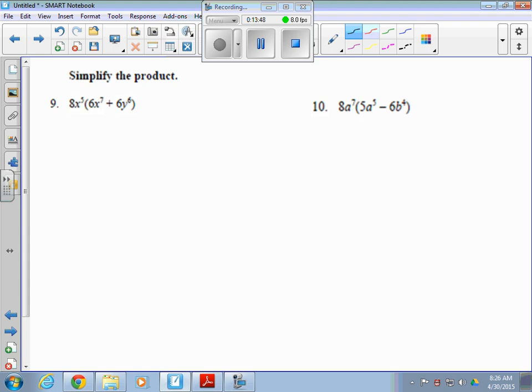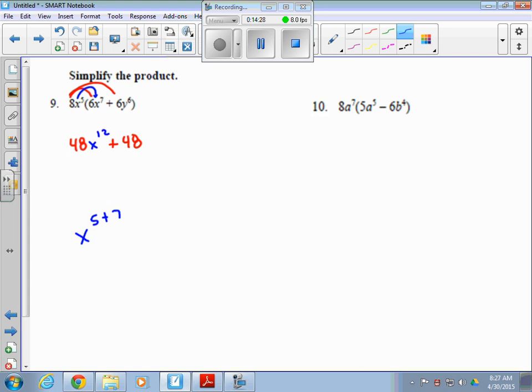Simplifying the product for 9 and 10, multiply the coefficients. Multiply 8 times 6 to get 48. And it's positive, that's why I put a plus in front of it. Then multiply the variables. X to the 5th times x to the 7th. Remember, anytime you multiply the same bases in variables, x to the 5th times x to the 7th, it tells you to add the exponents. So x to the 5 plus 7. So we get 48x to the 12th, since 5 plus 7 is 12.